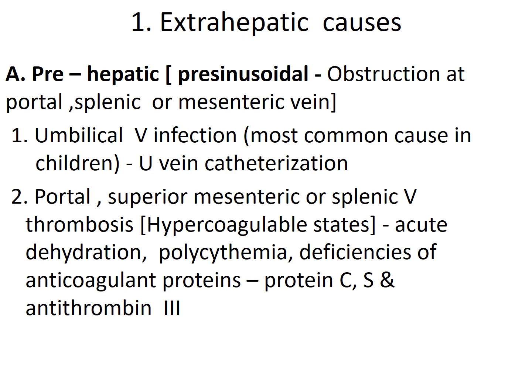Portal, superior mesenteric or splenic vein thrombosis can cause it. In the hypercoagulable state, this thrombosis can occur, and this can occur due to acute dehydration, polycythemia, deficiency of anticoagulant proteins, mainly protein C, S and antithrombin 3.